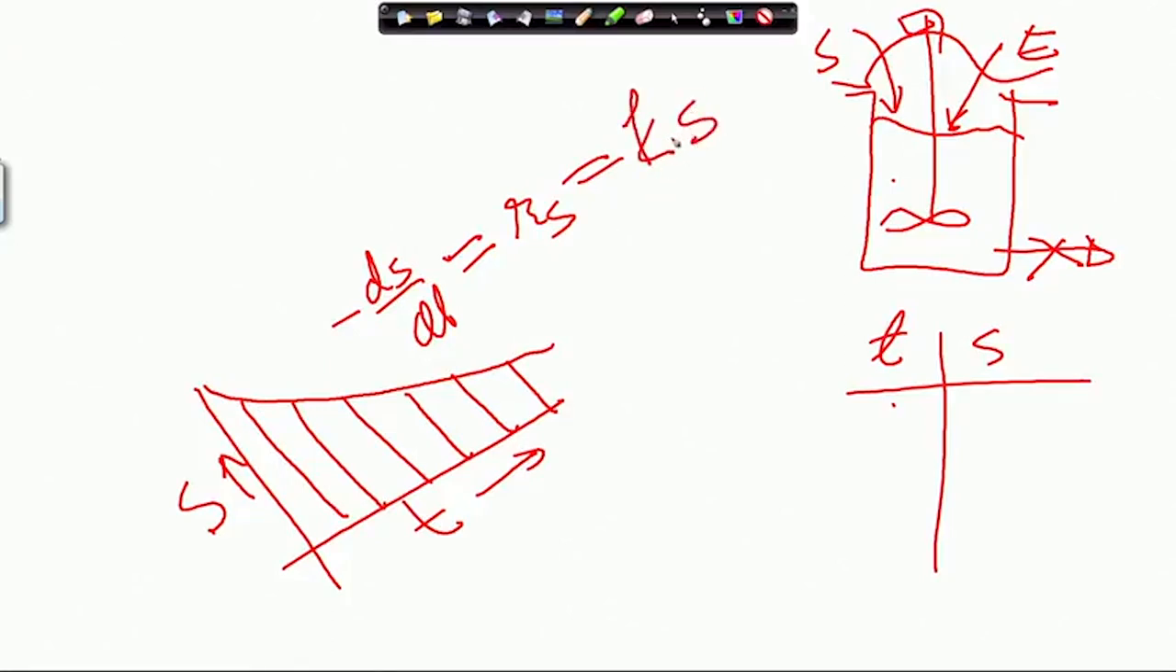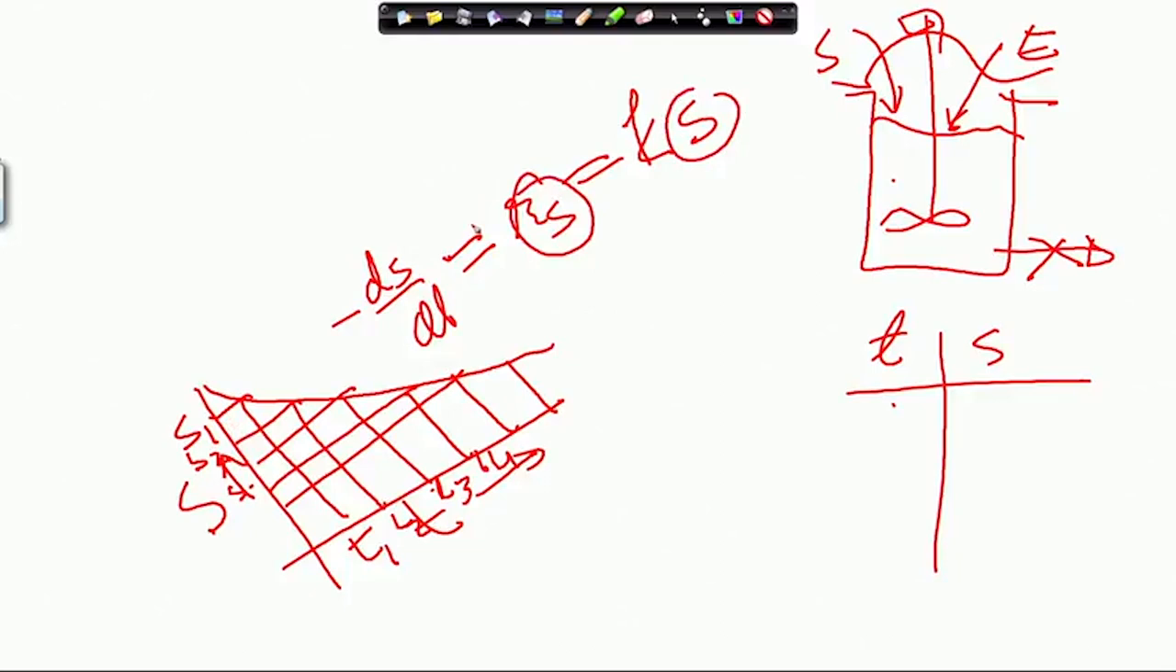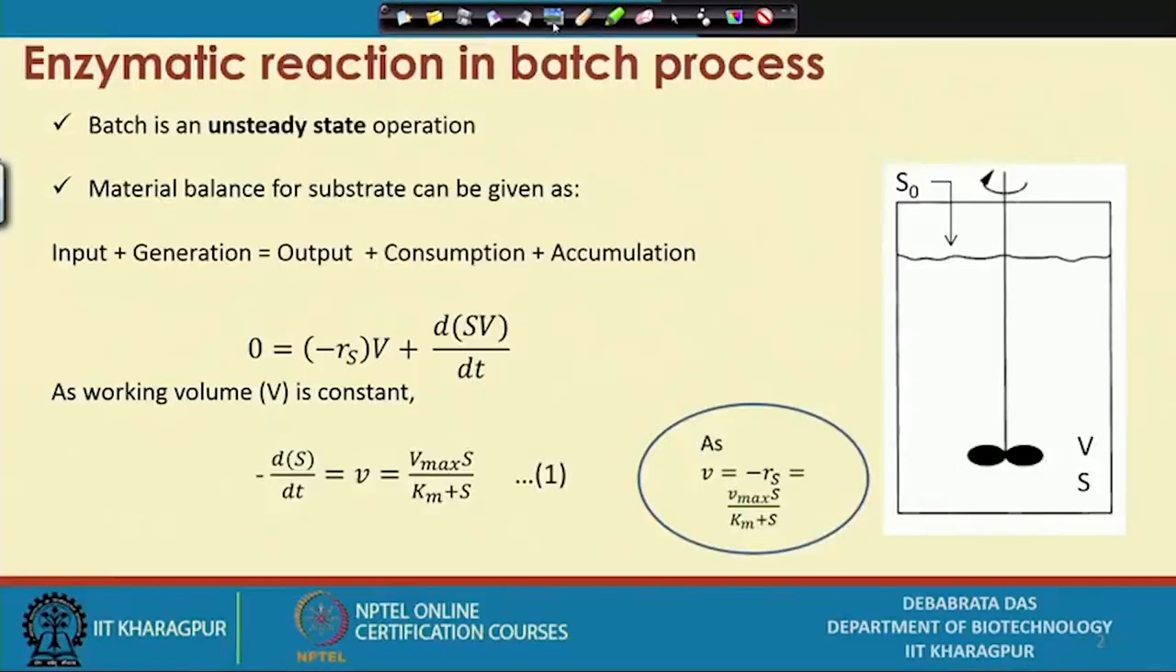So at different times, this is T1, this is T2, this is T3, this is T4, we have different substrate concentrations. So this is S1, this is S2, this is S3. As the substrate concentration changes, your rate of reaction changes. And since the rate of reaction changes, we consider it as an unsteady state condition. So this is exactly what we want to point out, that the batch system is considered an unsteady state reaction.